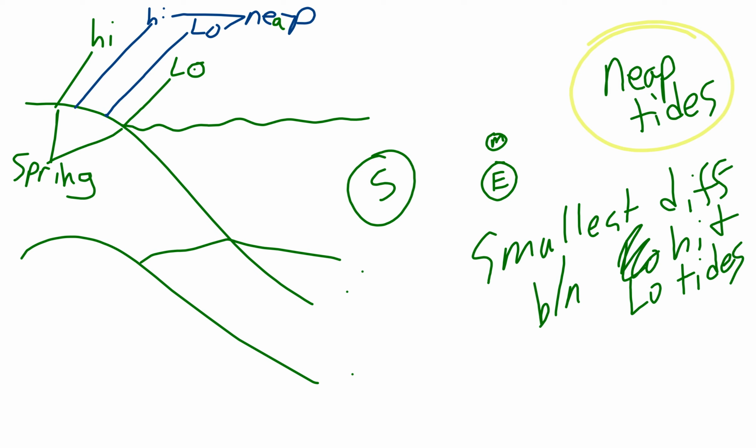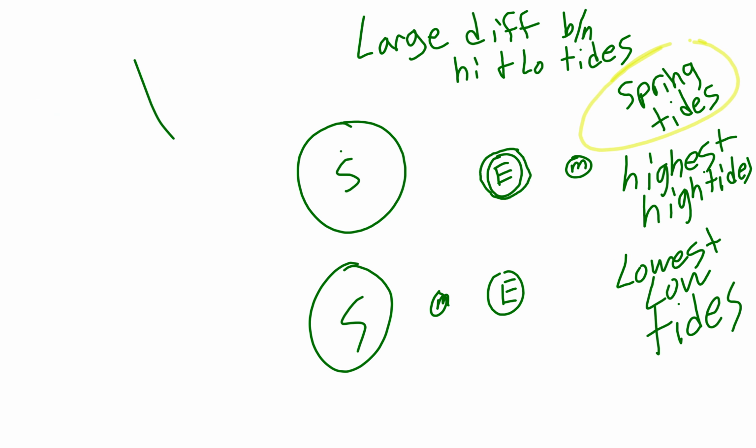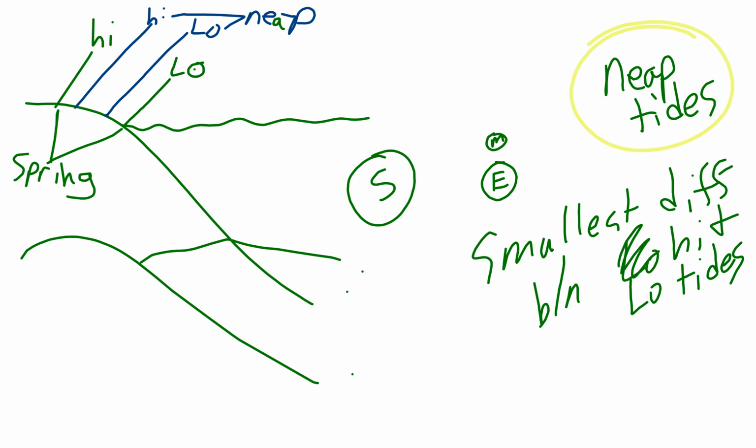But again, the main thing you need to know is that the biggest difference between high and low tide is during a spring tide, and the smallest difference is between neap tides.